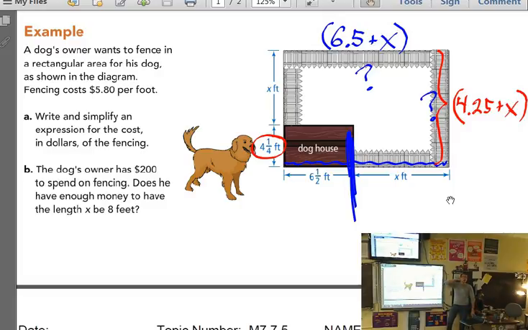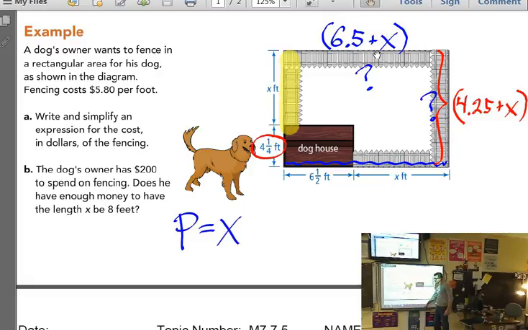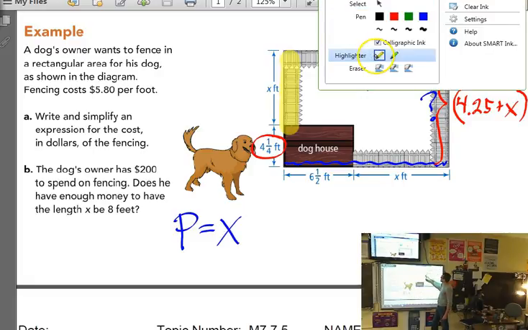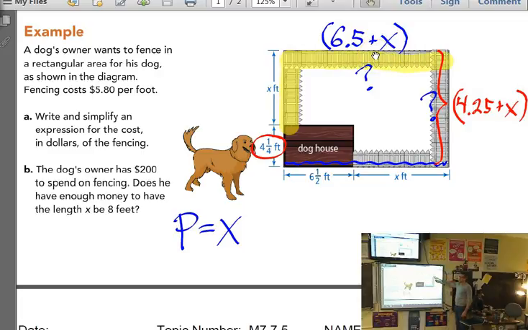So let's walk around the fence. Obviously not really. But if we want to start talking about the perimeter, we're going to write P equals down here. And let's start walking right at the doghouse. As I start going this direction, how far did I go? Anybody? X, right? So start with, we have an x. As I walk across the top, how far did I go? Ooh, not 6.5x, 6.5 plus x. Be careful about that addition in there.